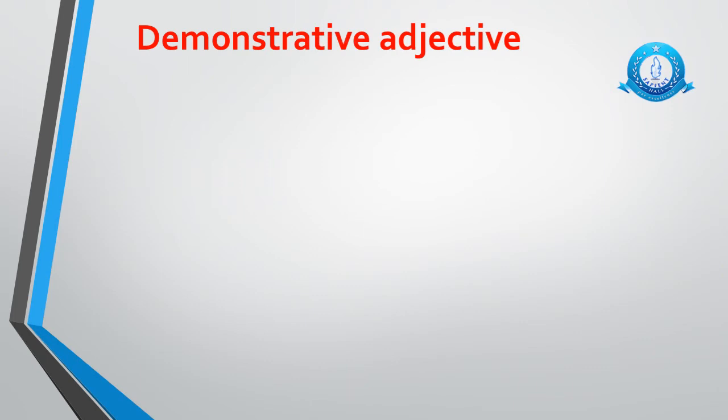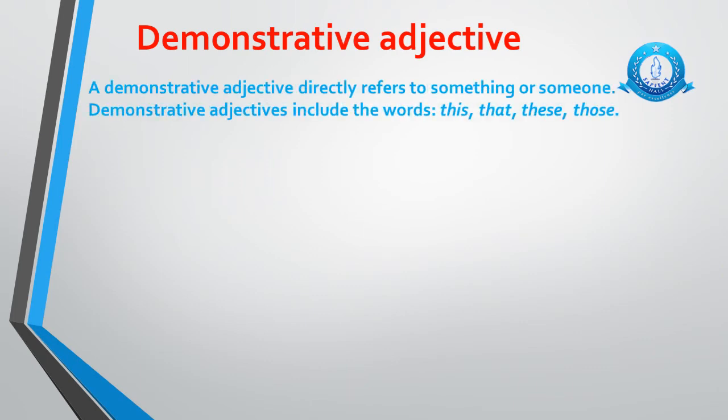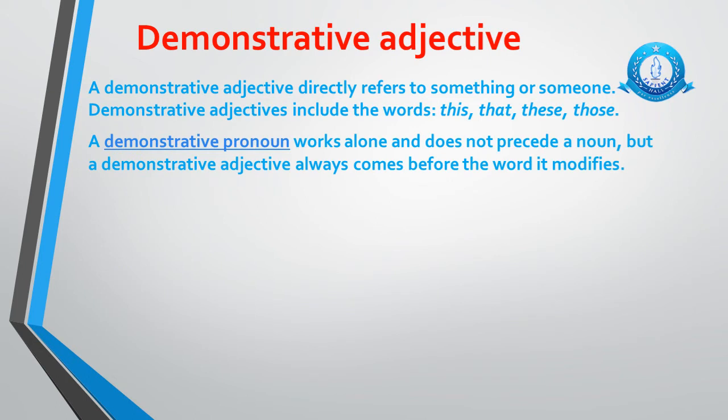Next is the demonstrative adjective. A demonstrative adjective directly refers to something or someone. Demonstrative adjectives include the words this, that, these, those. A demonstrative pronoun works alone and does not precede a noun, but a demonstrative adjective always comes before the word it modifies. Now this is the clear difference between a demonstrative adjective and a demonstrative pronoun. A demonstrative adjective always comes with the noun and a demonstrative pronoun doesn't.